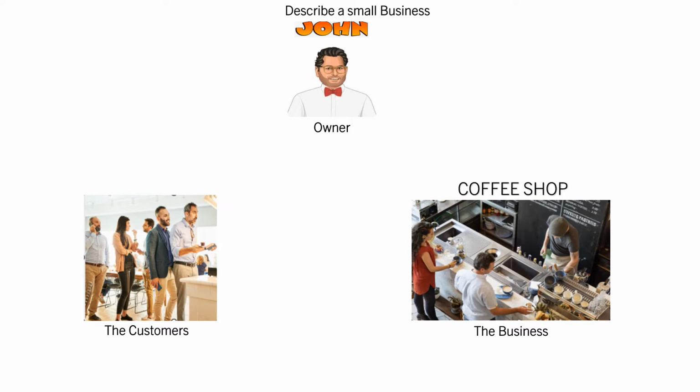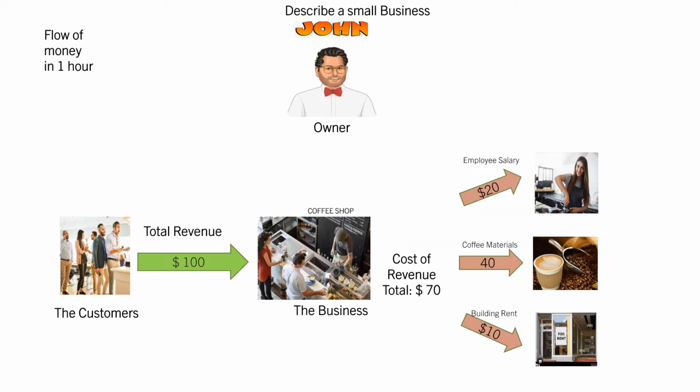So now that we have got the model established, the owner, the customer, and the business, let's look at how money flows through John's business. Okay, so this is just in one hour. And mind you, I have never owned a coffee shop before, so I really have no idea what it generates and how much it costs to run one. I'm just going to throw out these generic figures as we go through and see the flow of the money in one hour of John's coffee shop.